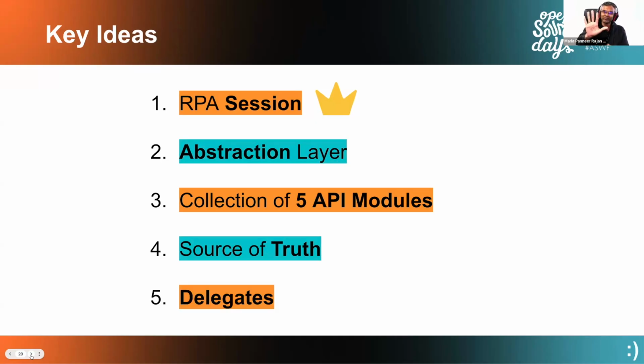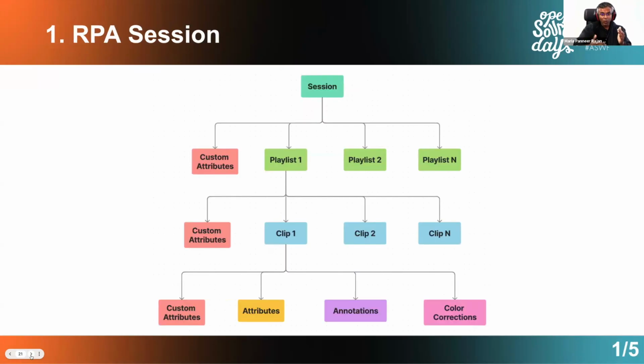And then idea number 5, delegates. Whenever we call any RPA API method, that in turn calls just a bunch of delegates. A delegate is basically just a Python callable. And using the RPA API, we can add additional delegates to any RPA API method to extend its capabilities. So these are the 5 key ideas behind the RPA architecture. Now let's go over them one by one in more detail, starting with the RPA session.